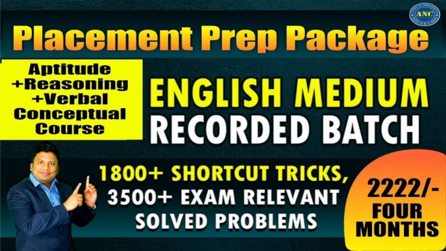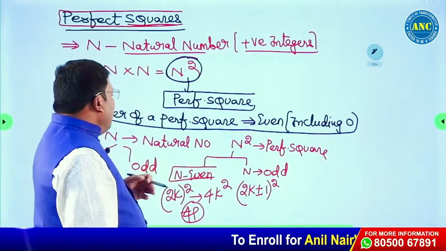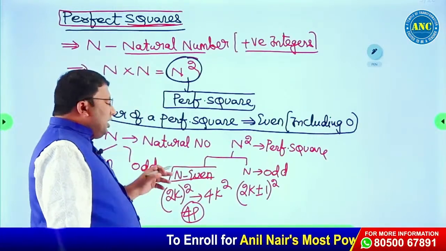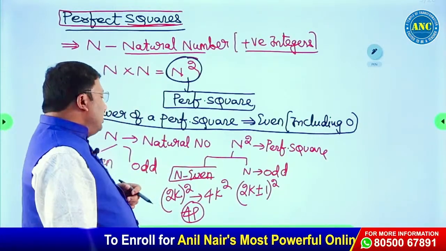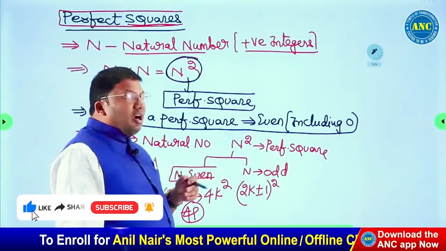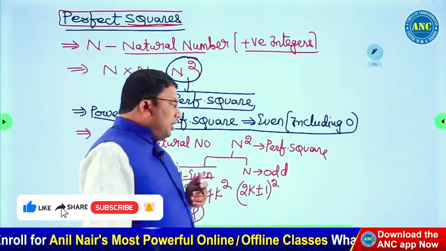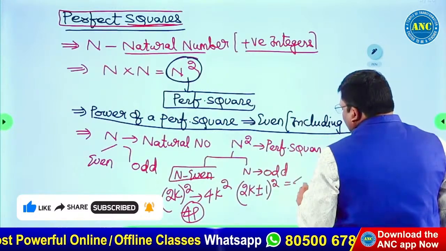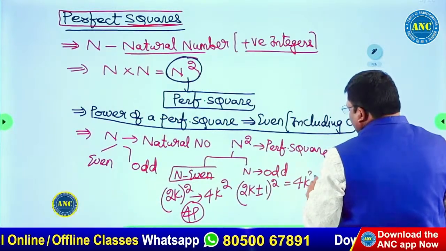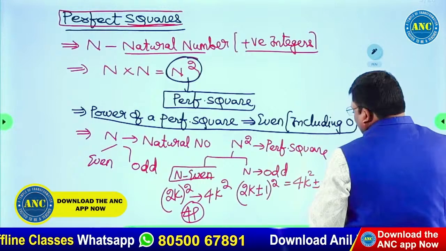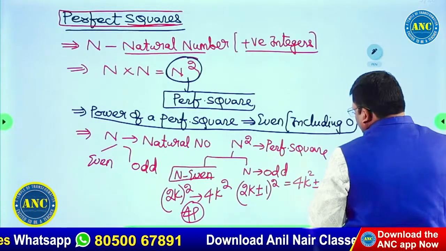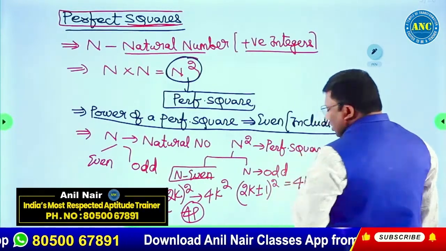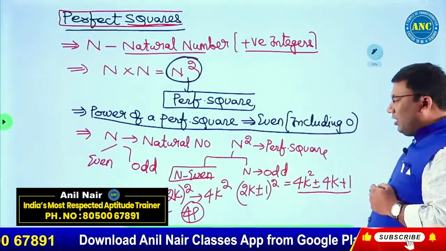So any natural number n can be an even number or an odd number. If it is an even number, it is 2k whole square, which is 4k square. If it is an odd number, it is 2k plus or minus 1 whole square. So this will be 4k square plus or minus 4k plus 1. Are you all with me?